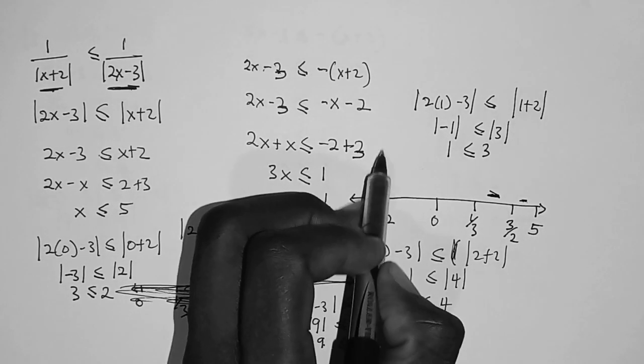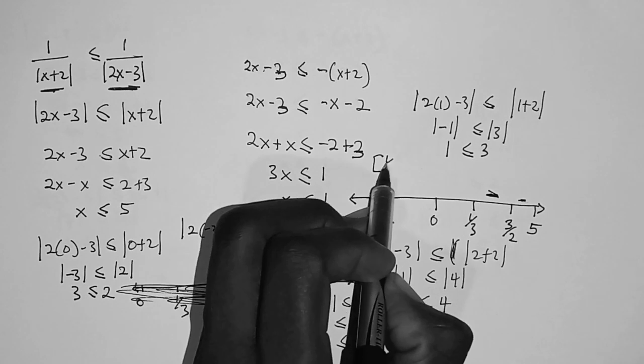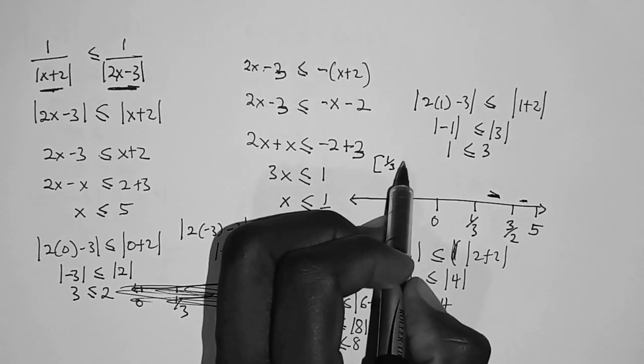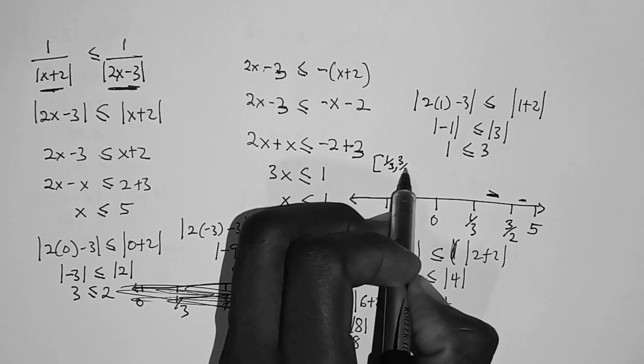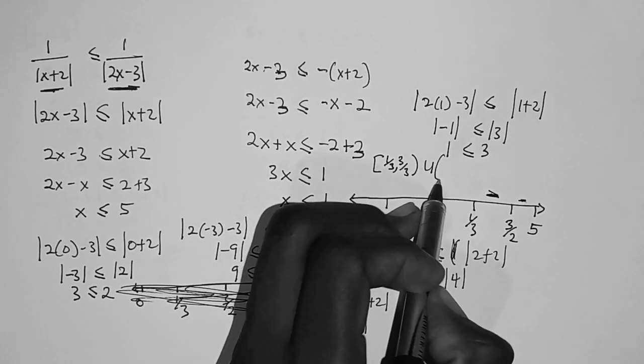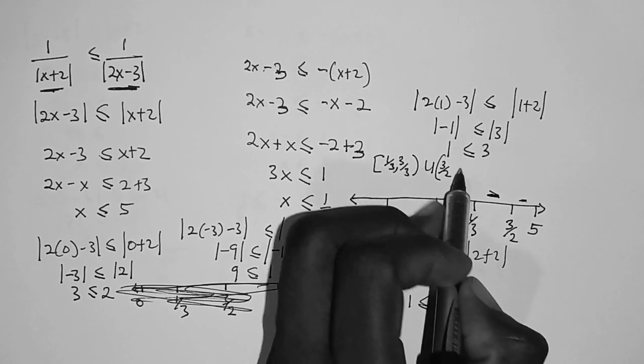So at the end of the day, the solution is 1 over 3 to 3 over 2, in union with 3 over 2 to 5.